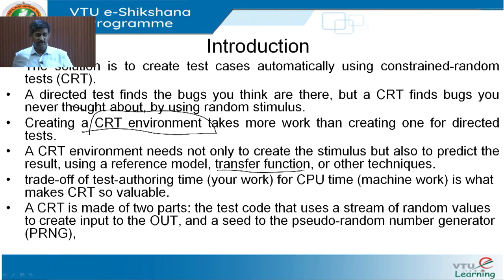So we will say the total CRT is made of two parts. One is considering the random stimulus at the input end, and the other is how you are able to generate this random stimulus in different ways. That's why we look at the CRT environment as two parts: one as the test code and the other as a random number generator. The test code is used as a stream of random values to create input to the output. That's what I told, the stimulus values which give out responses, for all varieties of verifications.